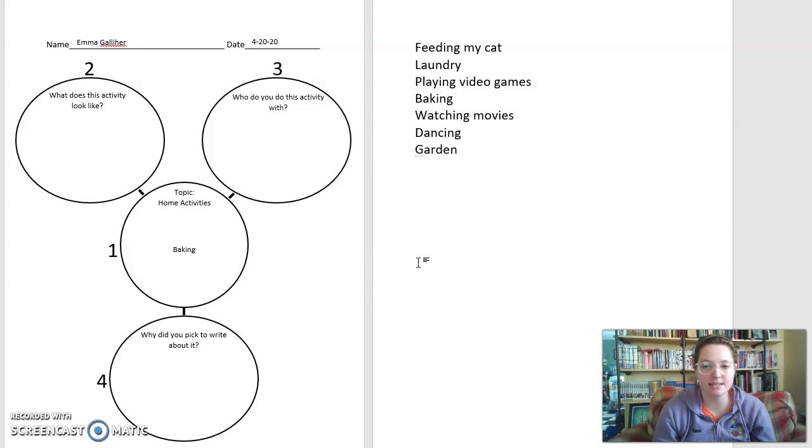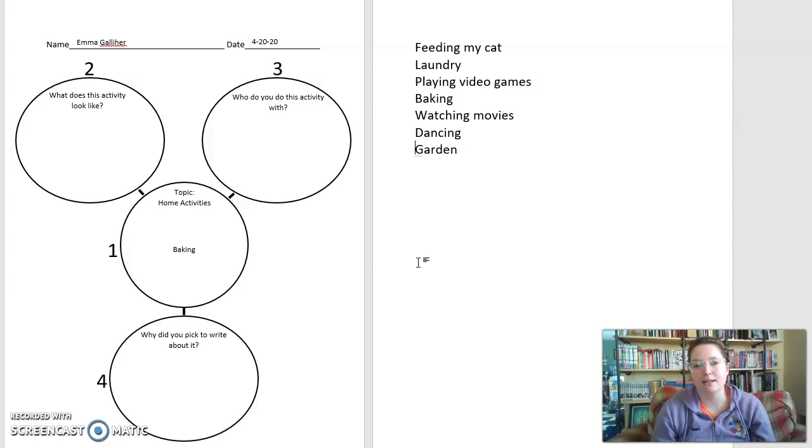So baking is my small topic. Today, one-word answers are okay because we are just writing our ideas and just brainstorming. Tomorrow, we will write in full sentences because we're going to be writing a paragraph. But today, we're just doing one-word answers. So my small topic is baking, and I wrote that in bubble number 1.